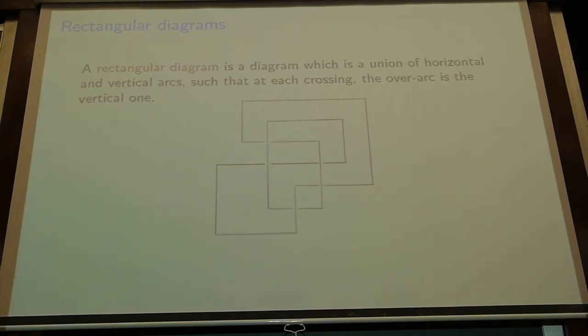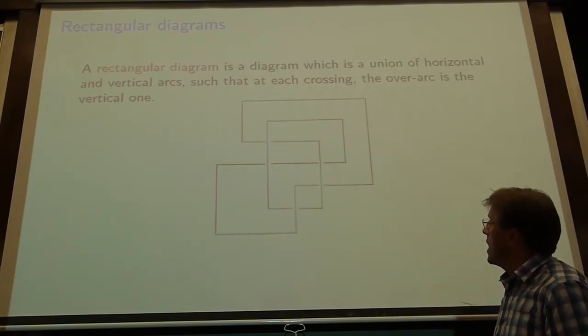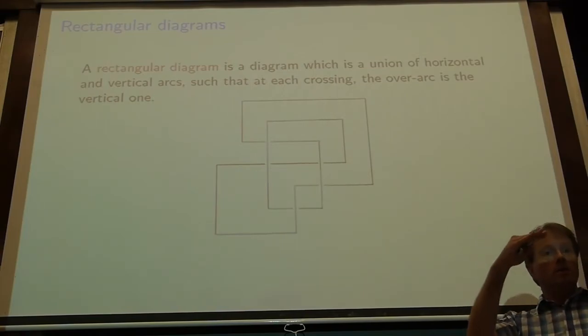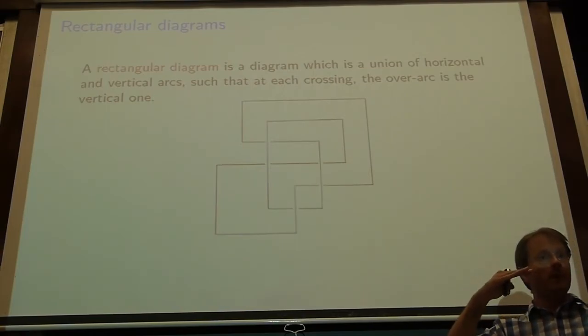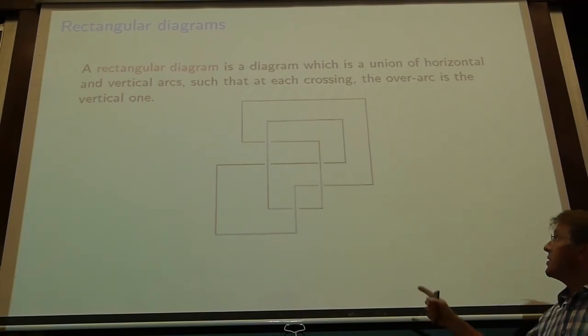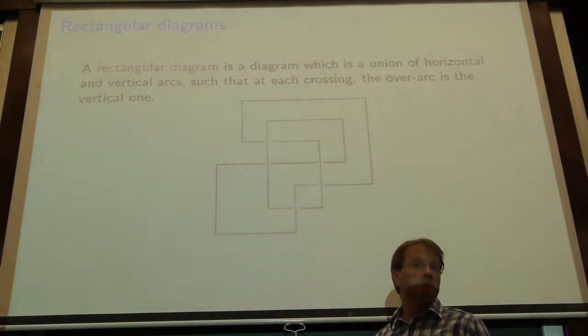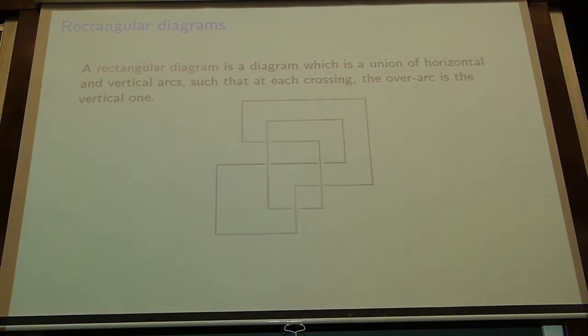So here's a rectangular diagram, or a grid diagram. I'm sure many of you know what these things are. They're kind of bizarre. The first time you come across them, you think, what is the point of that? They're just diagrams consisting of vertical and horizontal arcs. No two of these arcs are allowed to be collinear, and they have the constraint that at each crossing, it's the vertical arc that's the overarc. The number of horizontal arcs is equal to the number of vertical arcs, and this is called the arc index of the diagram.